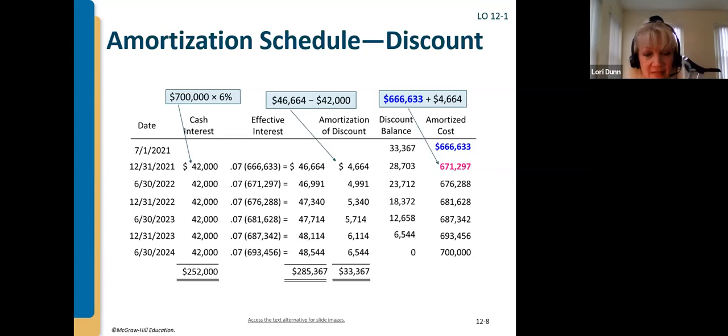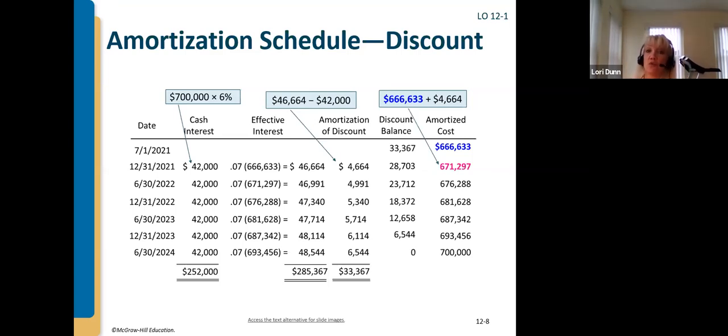700,000, 12% times 6/12, 42,000 every interest payment period. How much should we show as interest revenue though? Well, take the carrying value of our investment. Again, carrying value will be the face value of our investment, 700,000, minus the balance in our discount on investment. So 666,633 times 7%. We always use the market rate of interest the day our bond was sold to calculate interest revenue. 7% comes from 14% times 6/12. So every 6 months, that's really a 6-month, 7% interest rate.